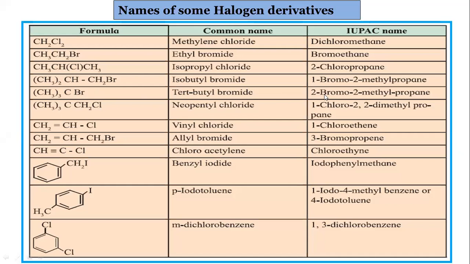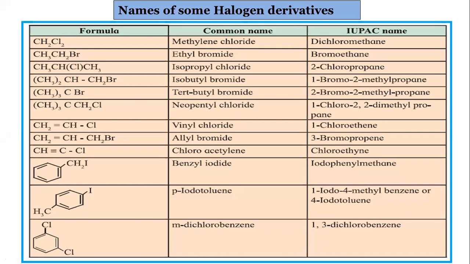Alphabetically, which comes first? We have to take that first. So this is 2-bromo 2-methyl propane. For understanding the nomenclature, we have to draw the structure on the paper first, and then give the numbering 1, 2, 3.